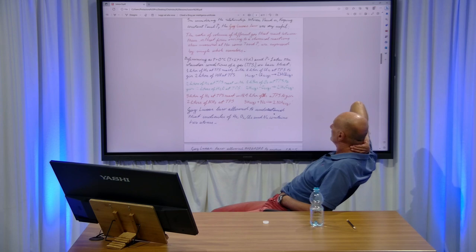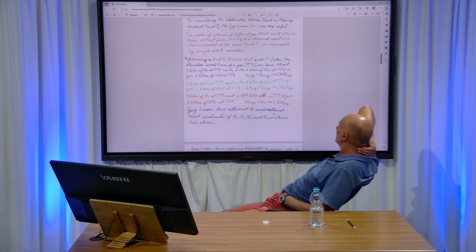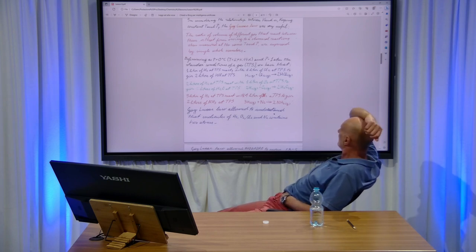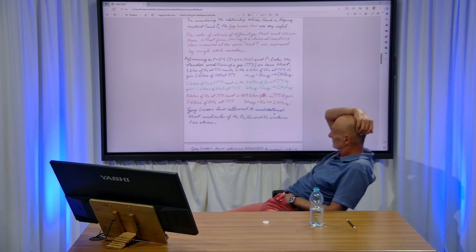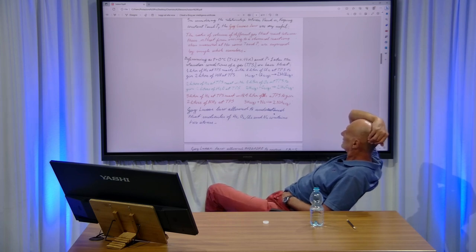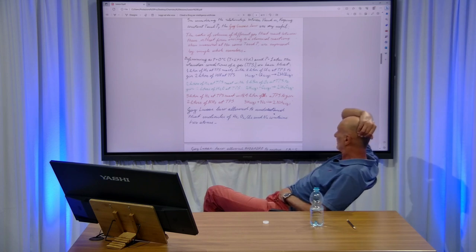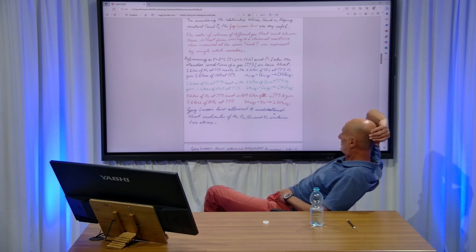2 liters of hydrogen, TPS, react with 1 liter of oxygen, TPS, thus giving rise to 2 liters of water vapor, TPS. Then another example: 3 liters of hydrogen at TPS react with 1 liter of nitrogen at TPS to give 2 liters of ammonia at TPS.